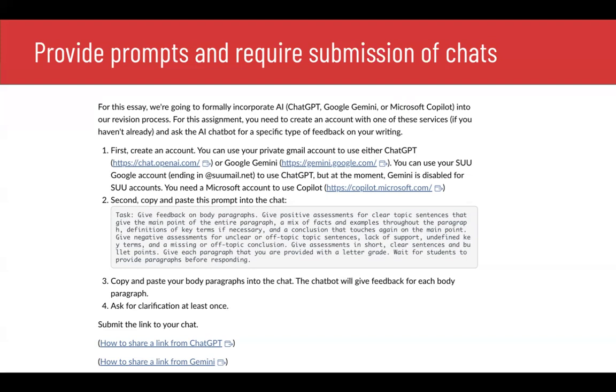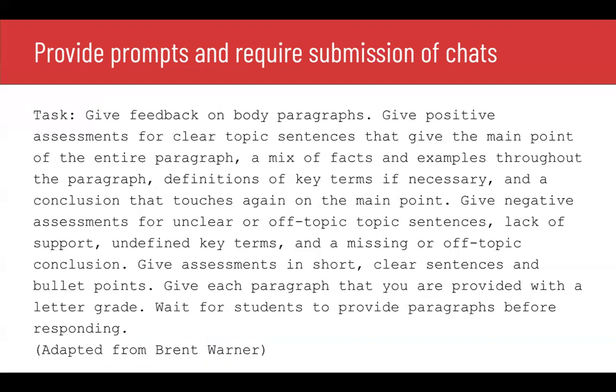And very importantly, give them the prompt. And the prompt is right here. This is again adapted from Brent Warner, who, if you're enjoying this presentation, you should really just go follow Brent because he does a lot more things like this. Maybe he uses AI a lot more in his classes than I do. This is a very, again, low-hanging fruit version of the AI integration into the writing process. But go visit him and you'll find a lot more prompts similar to this, probably better written than this.